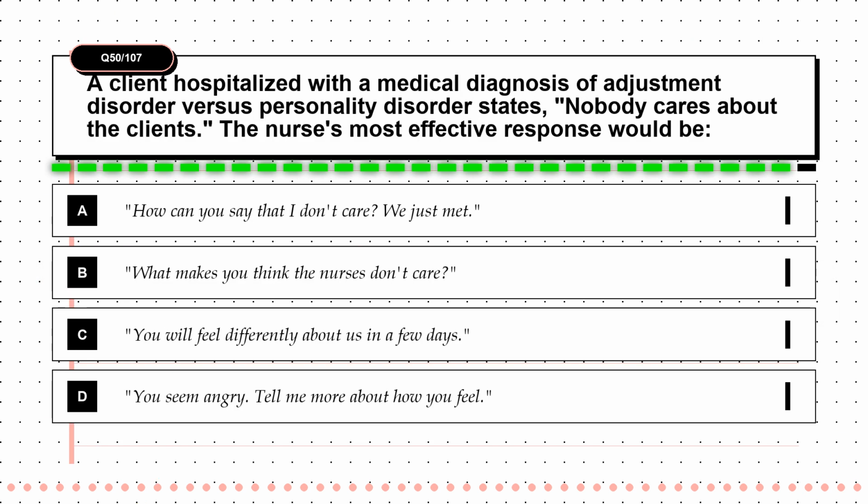Question 50. A client hospitalized with a medical diagnosis of adjustment disorder versus personality disorder states, "Nobody cares about the clients." The nurse's most effective response would be, here are the options. Option A, how can you say that I don't care? We just met. Option B, what makes you think the nurses don't care? Option C, you will feel differently about us in a few days. Option D, you seem angry. Tell me more about how you feel.